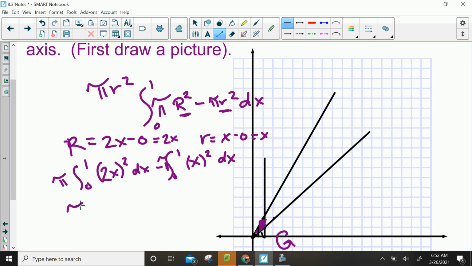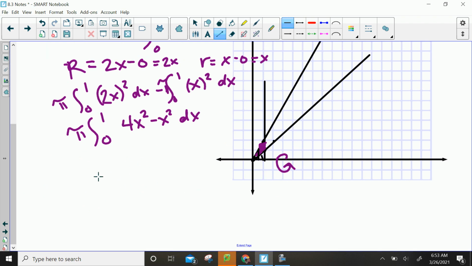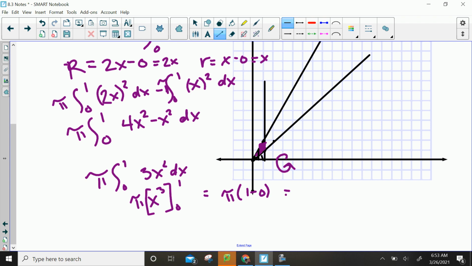If I simplify, put this all in 1, I'm not sure why I split it into 2. Put it back into 1. All right, so I have 4x squared minus x squared dx. So I'm going to do some simplifying because it's going to actually take less time for me to simplify here and to do my antidifferentiation. So antiderive from 0 to 1. So pi times 1 minus 0, pi. Final volume on that.